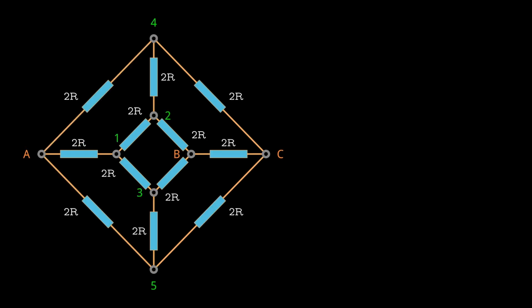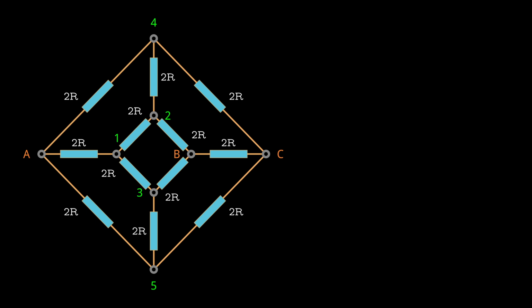To better understand the series and parallel relationships between the resistors, and to identify equipotential nodes, we'll redraw the circuit on a 2D plane. This layout will help us more easily spot which resistors are in series or parallel and better observe any symmetry within the circuit. Let's start by calculating the equivalent resistance between nodes A and C.